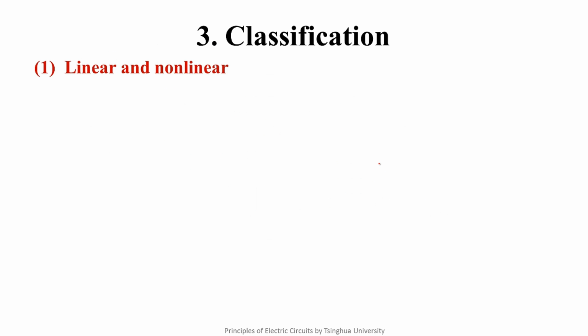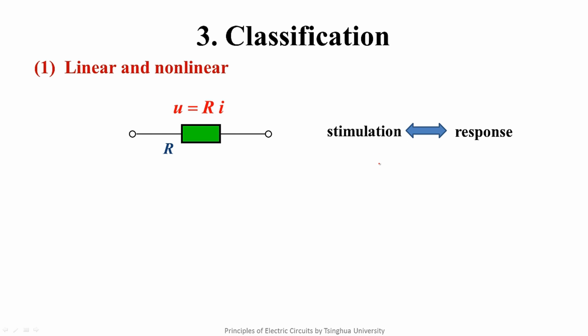Next, we will introduce the classification of circuits. We mainly discuss two classifications in this lesson. First is the linear and the nonlinear circuit. We take the resistors, for example. We are all familiar with them. If you mark the direction of the voltage and current like this, then we must obey Ohm's law. Multiply R by I, we get U.